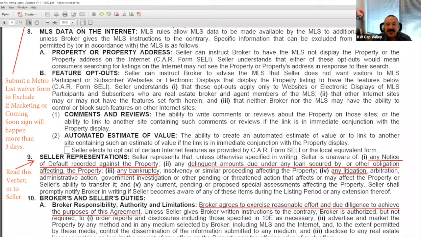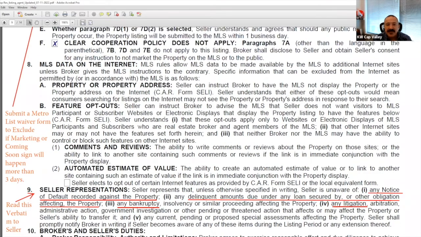Part of that is generally, unless we are instructed not to display the property or the property address on the internet, and that's done through this CAR form, the seller understands that if they do opt out, that their address won't be displayed. So that's not a good thing. You want full marketing to occur. Pictures, addresses. You know, the more pictures, apparently, the listings will show up at a higher level in the searches, things like that.